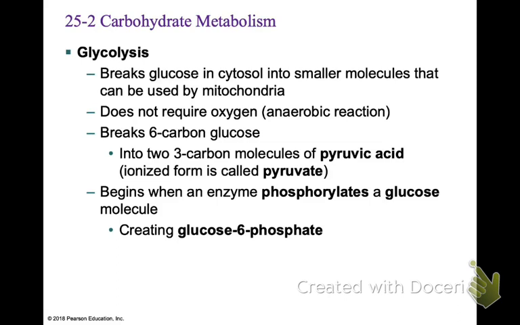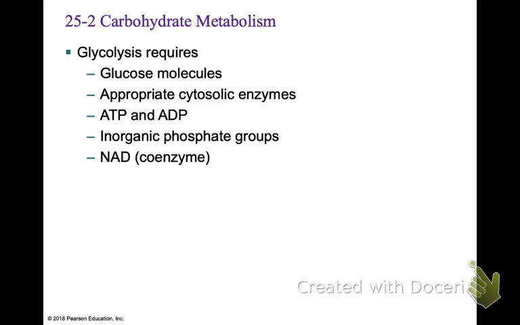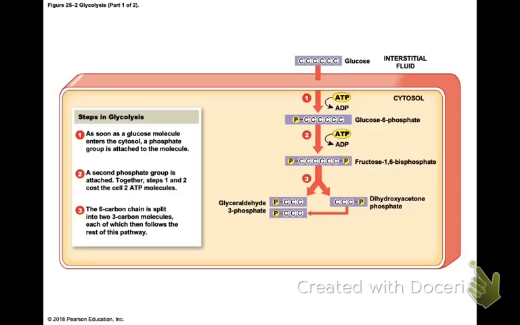It starts with an enzyme that adds a phosphate, a high-energy phosphate to glucose. This creates an intermediate step called glucose 6-phosphate, and it requires glucose, of course. It requires the enzymes. It requires ATP, some inorganic phosphate groups, and we are going to see we need some NAD. So here are the energy requiring steps. And the energy requiring steps, there's 3 of them, notice.